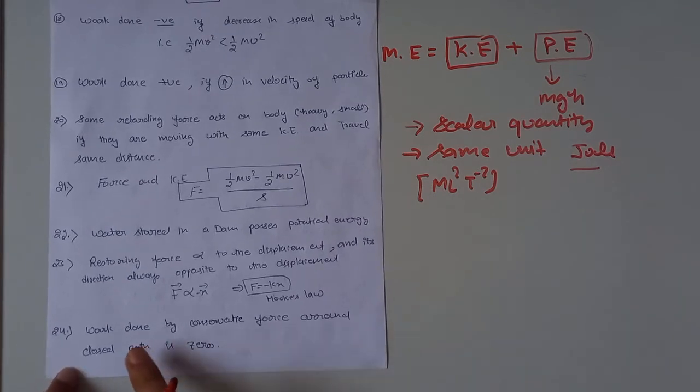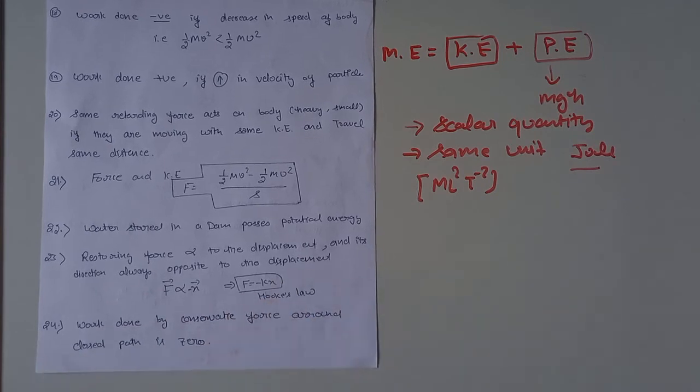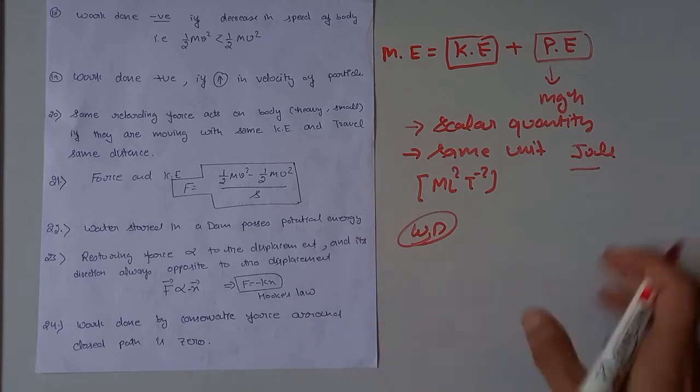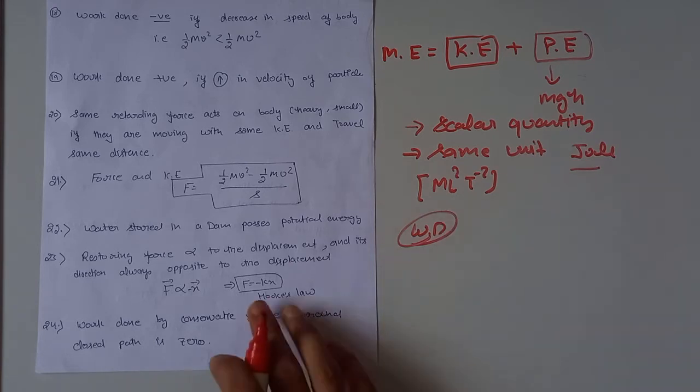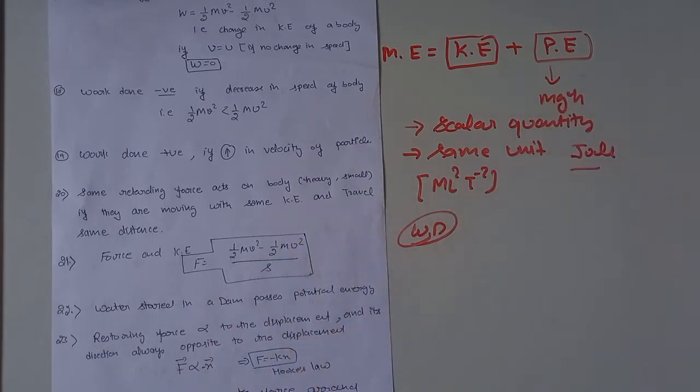Our next key point is work done by conservative force around closed path is zero. I hope these key points are clear to you regarding potential energy.